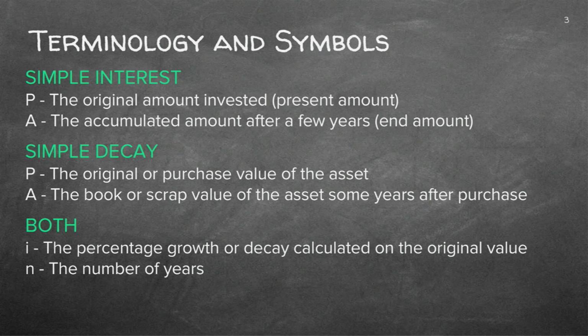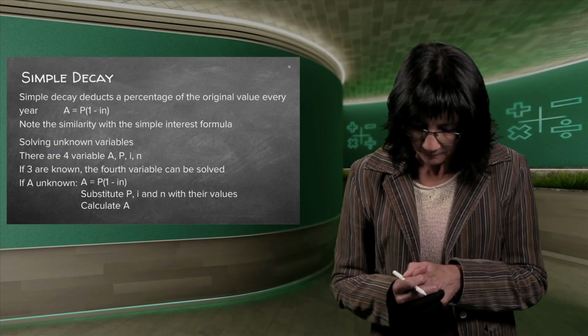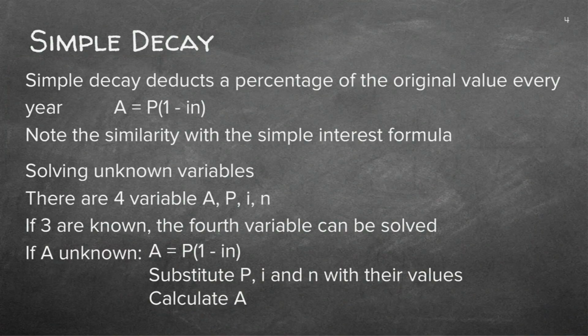As I said previously, this page you're going to see a few times because it is very important that you know every letter. We can write here again, P is the beginning amount always, and A is the end amount. Even if it's decay, it's what you start off with in the beginning, and this is what you end with, the A. And then the I and the N are the same for both of them.